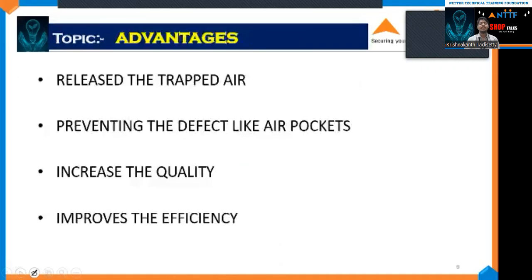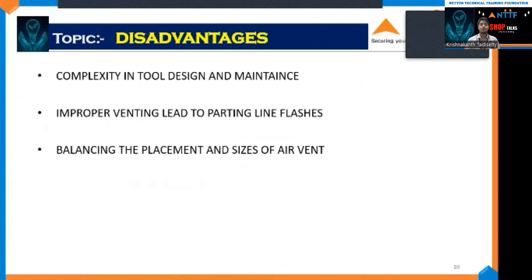Now let's see the advantages of air vents. They release the trapped air, preventing defects like air pockets, increase the quality, improve the efficiency, and also decrease sink mark defects and short shot defects, which is helpful to produce good components in the mold. Now we will discuss some disadvantages of air vents.